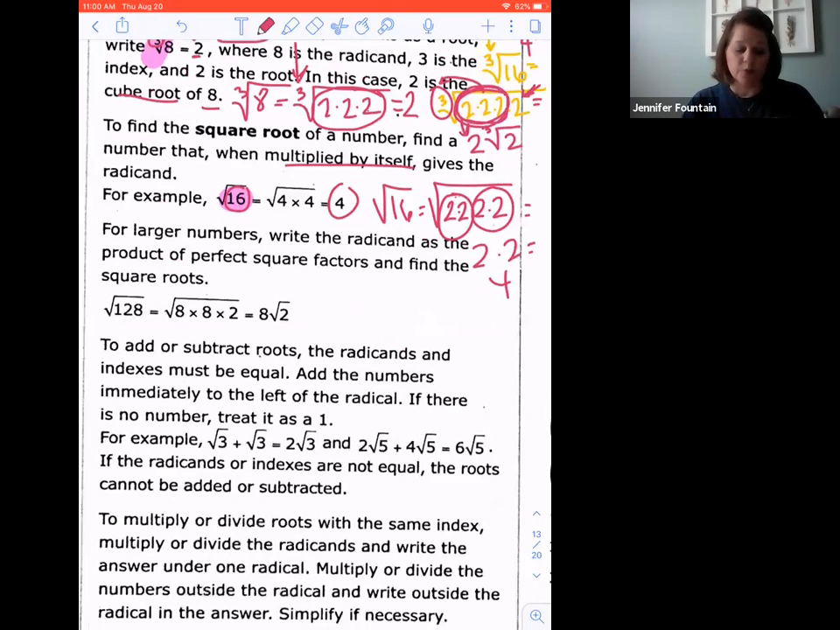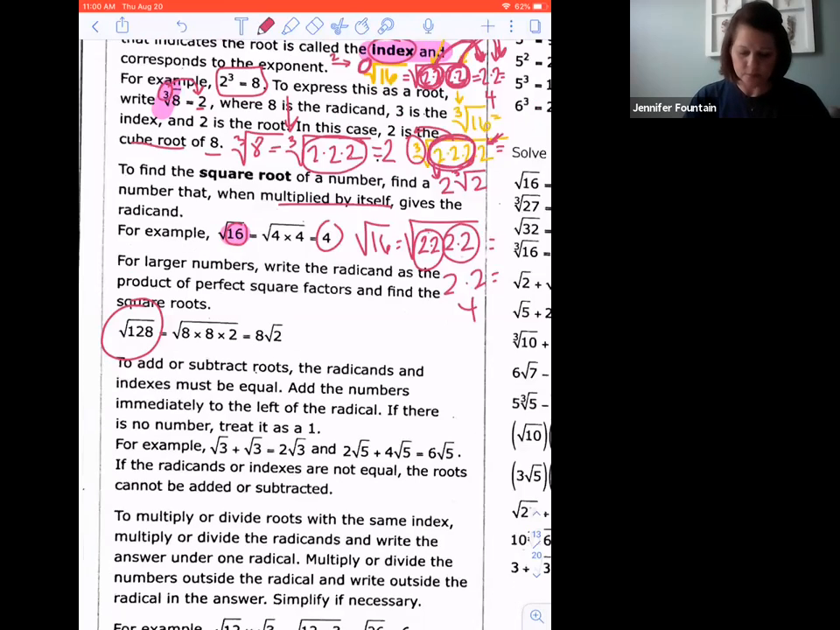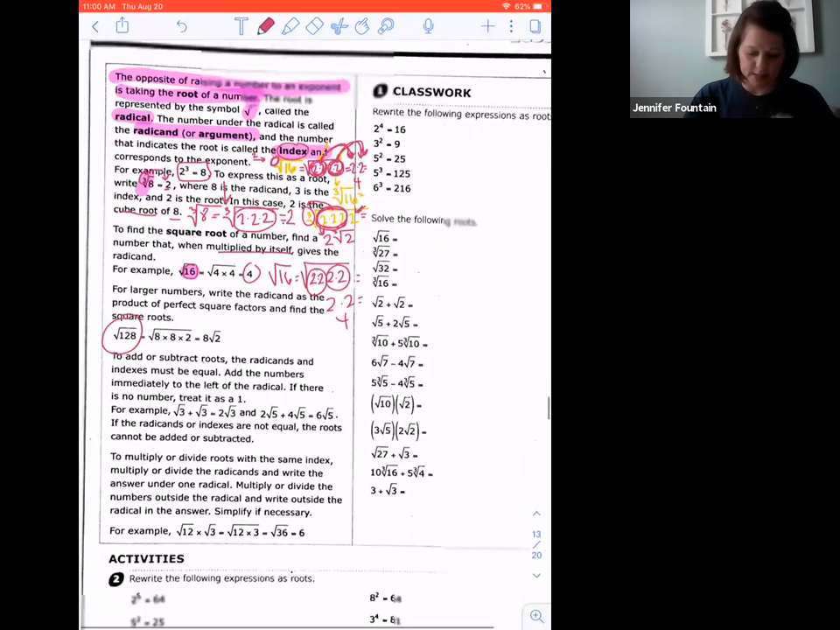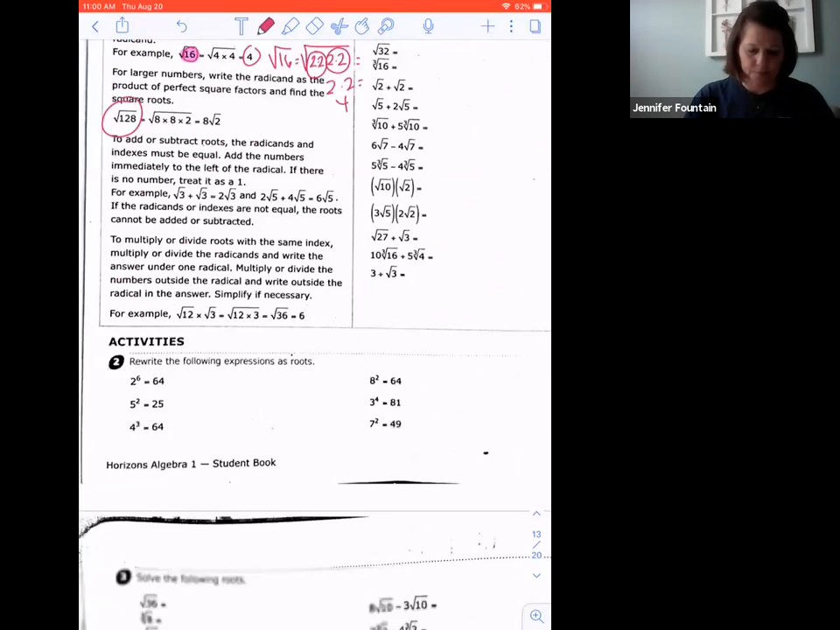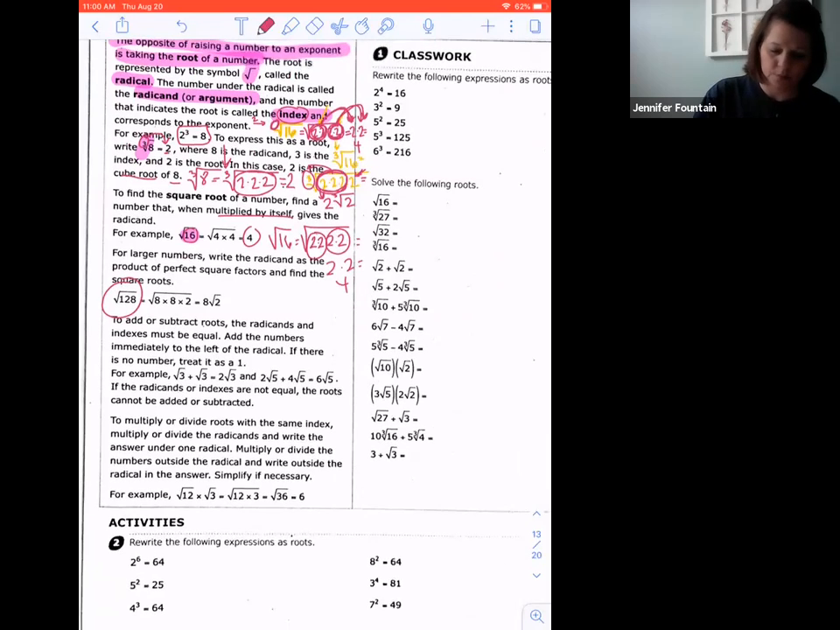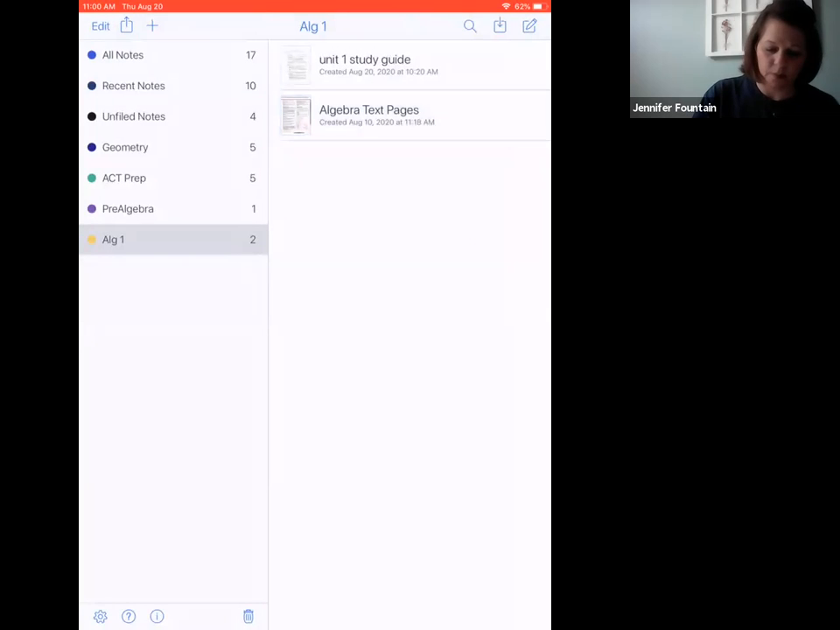So look at the next one. For larger numbers, write the radicand as the product of perfect square factors and then find the square roots. So again, to be able to do that, I have to know perfect squares. If you have not memorized perfect squares, then that's not going to help you much, okay? So let's look at what I would do for the square root of 128. Actually, what I'll do is I'll get a clean piece of paper.